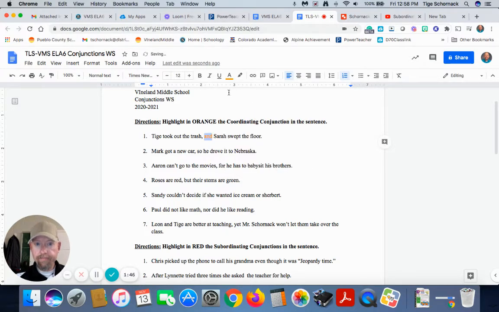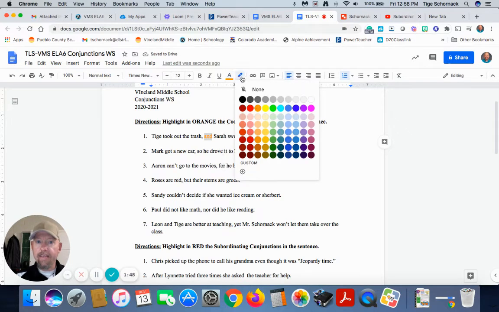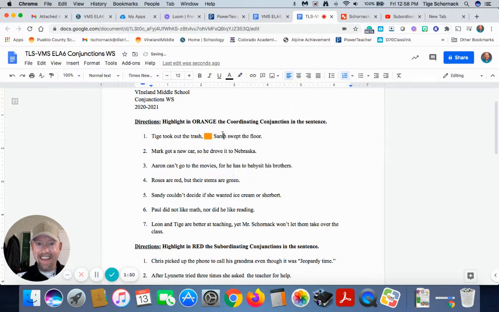orange. Highlight Tig. Highlight. Yes, sir. Thanks. Tig doesn't listen sometimes. No, he doesn't.